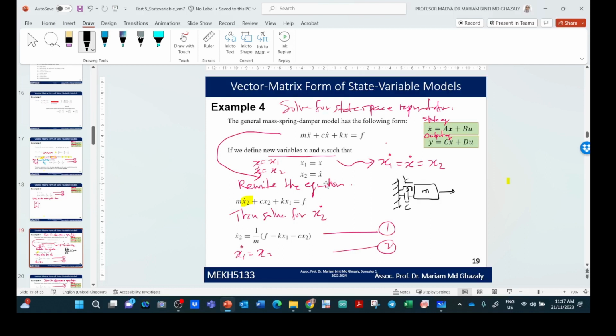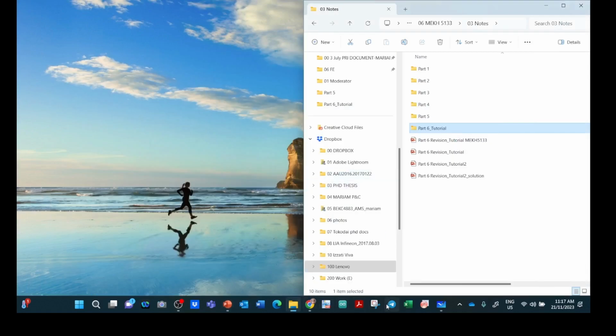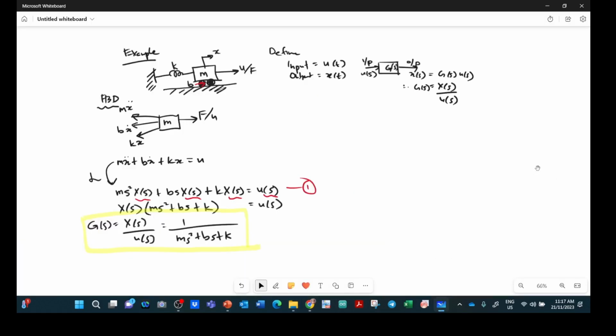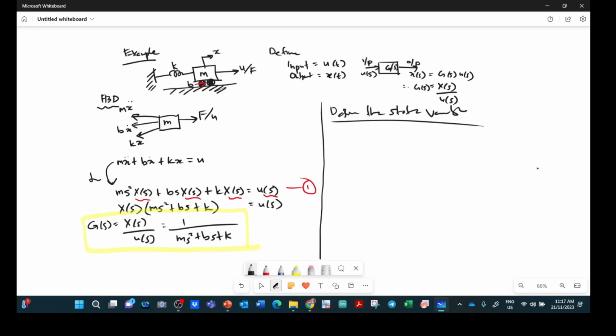Okay, so we want to convert the equation into a state variable model. We start off with defining the variables. Define the state variables. So let's say we have x1 equal to x.